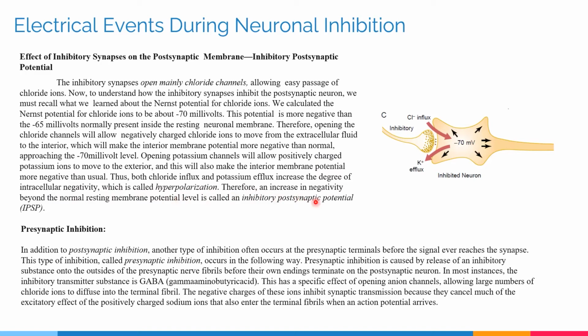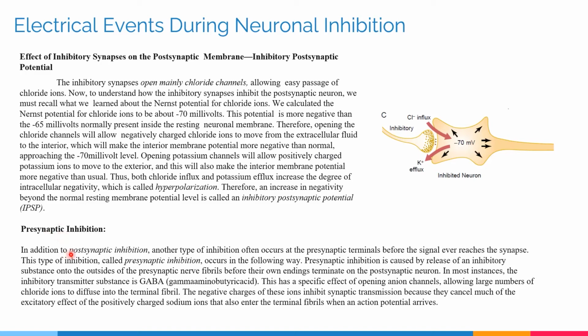Therefore, an increase in negativity beyond the normal resting membrane potential level is called an inhibitory postsynaptic potential, or IPSP, as opposed to the excitatory postsynaptic potential, which was EPSP. Now we look into how exactly this causes a presynaptic inhibition.